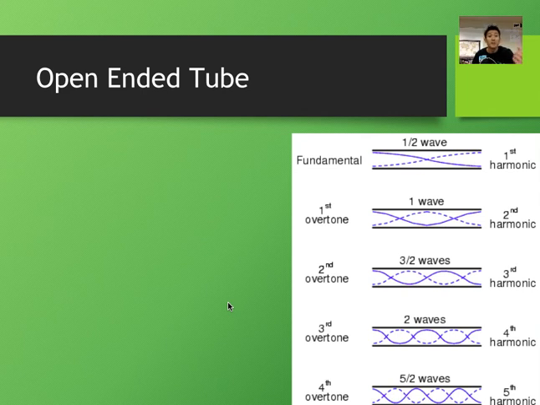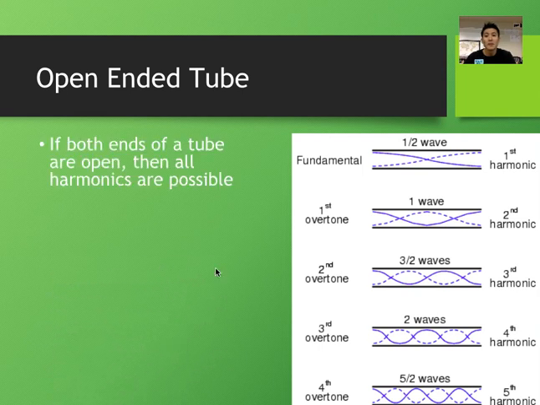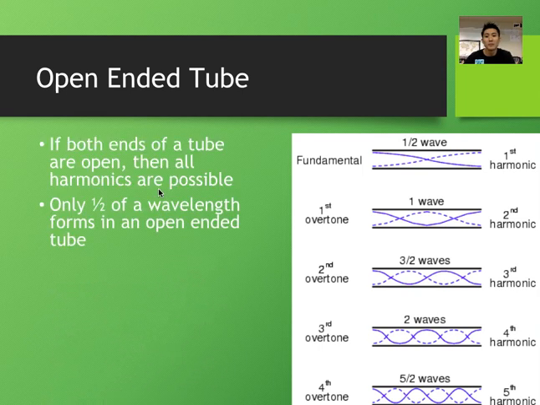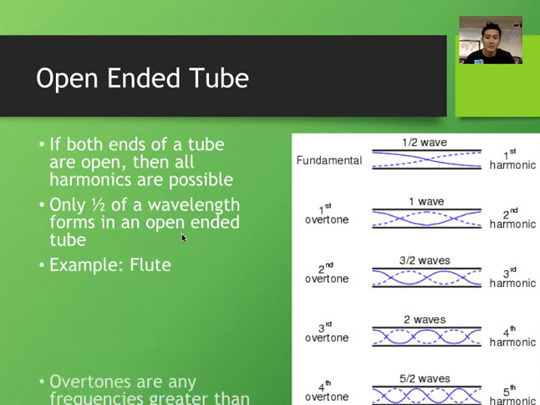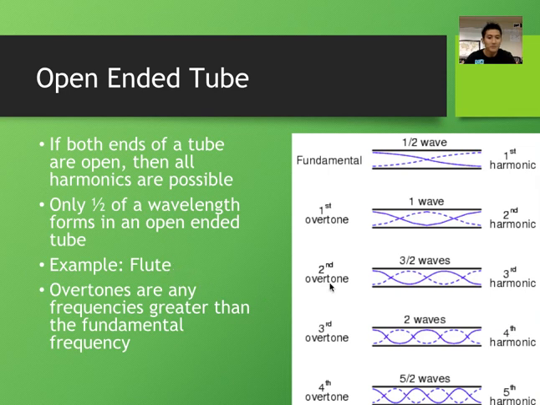Next, we have open-ended tubes. One example would be the flute. Although you're playing into it, it's open on both ends, so it's an open-ended tube. It's a little different from strings. All harmonics are possible on an open-ended tube, and half of the wavelength forms in the tube. So what does that mean for us? Well, the example is a flute.